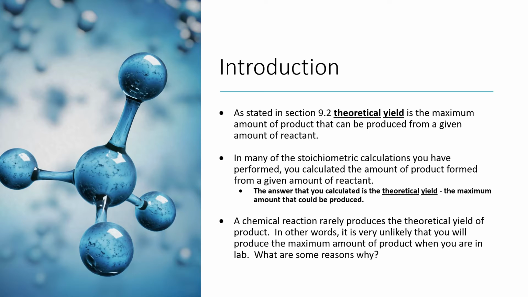Then it says a chemical reaction rarely produces the theoretical yield of a product. In other words, it is very unlikely that you will produce the maximum amount of product when you are in a lab. And it says, what are some reasons why? So think about it. If we were in a basic everyday lab setting, especially in a high school here, there's all kinds of things that can go wrong. Maybe you have error in your measurement when you start. You don't get a precise or an accurate measurement, so your equipment could be kind of bad.